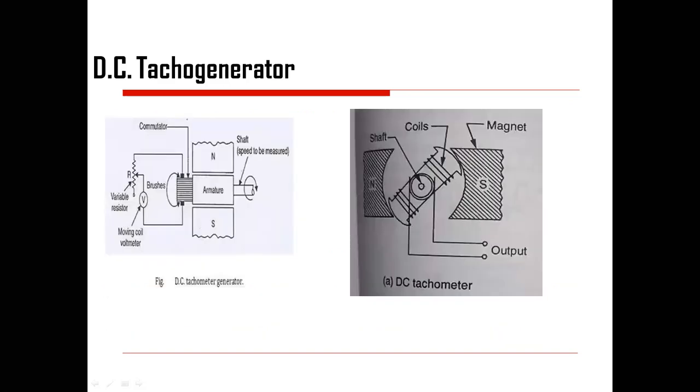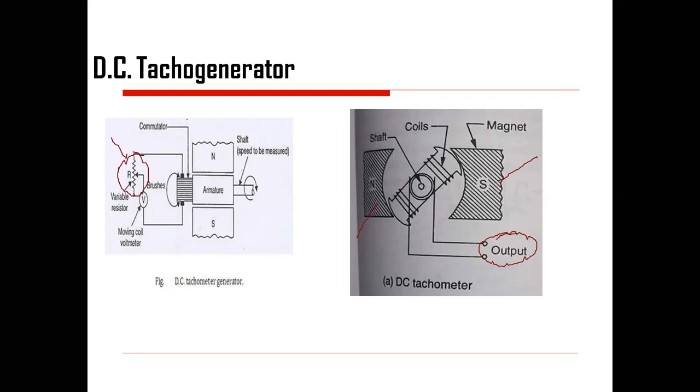This is the structure. If you try to visualize, these are permanent magnets. Here is the coil, or what we are calling the rotating magnetic means, and across this we are measuring the output in terms of voltage. This is the brush. This is the variable resistance that we have used.